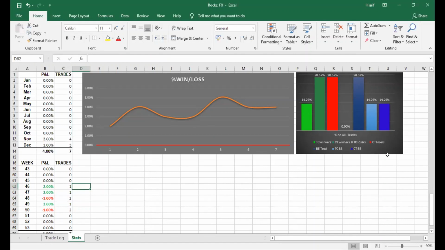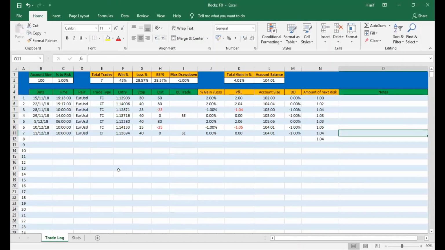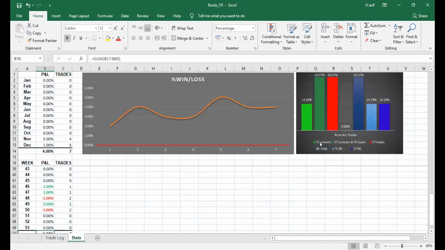Yeah, man. Now this bit here is what I was talking about. If we go back, you see this bit with the trend continuation and the counter trend, and also the break evens. If we go over here, it's all color coded for you. So we took a few trend continuations, and 14.29% of them were winners, percentage-wise. Counter trend, we had 28.57% counter trend winners. So using this system, we can see we're more profitable if we take counter trend trades.